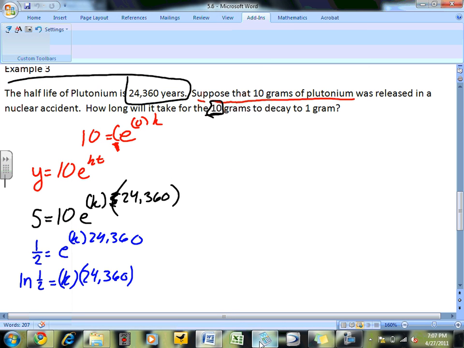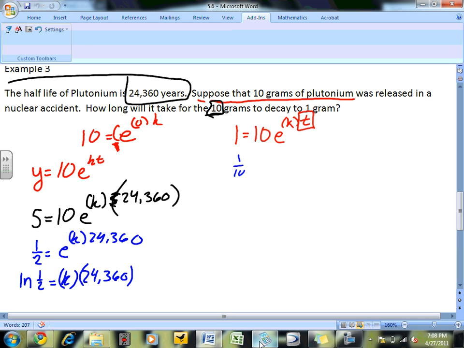Okay, so we still haven't solved for how long it's going to take us to decay to 1 gram. Well, to answer the question, we want to know when does y equal 1. So when y equals 1, all right, we've got to solve for t, our time. So we're going to have 10 e to the k, which we figured out was some ridiculous number. All right, I'm just going to write k. We know what it is. It'd be a mess for me to write it. So we're solving for t, okay? Just keep in mind that we know k. All right, so then I would divide by 10. All right, so we want to get t by itself.